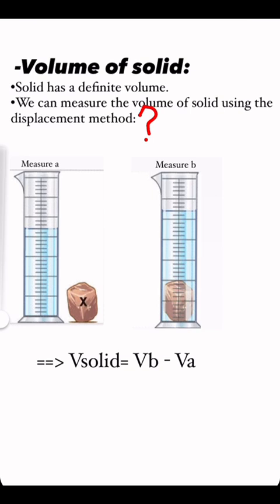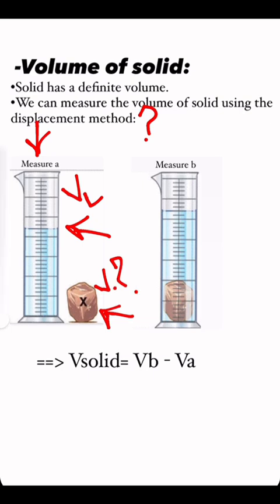As we see in the first figure, we have a graduated cylinder. We add a liquid into the first graduated cylinder, and then we read the volume of this liquid. We name this volume VA, because it is our first measure, or measure A. And the rock beside this cylinder represents the solid whose volume we need to calculate. Now, we hold this solid and add it into the same cylinder containing the liquid.